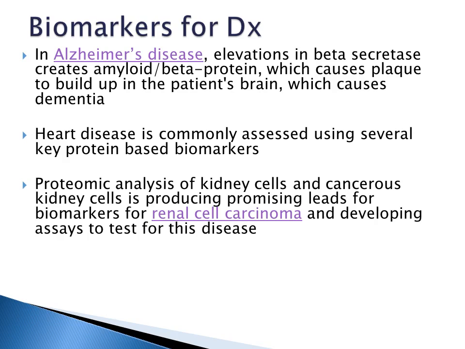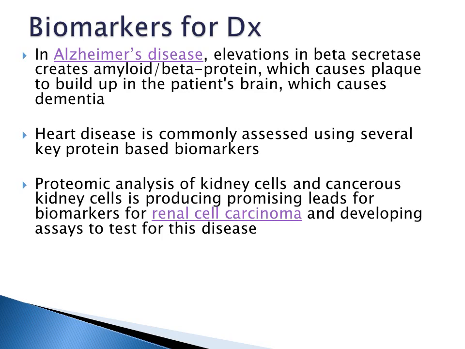So biomarkers for diagnostics. In Alzheimer's disease, elevations in beta secretase creates an amyloid beta protein, which causes plaque to build up in the patient's brain, which is one of the causes of dementia. So targeting this enzyme decreases the amyloid beta protein and slows the progression of disease. So a procedure to test for the increase in amyloid beta protein is immunohistochemical staining, where antibodies bind to specific antigens or biological tissue of amyloid beta protein.